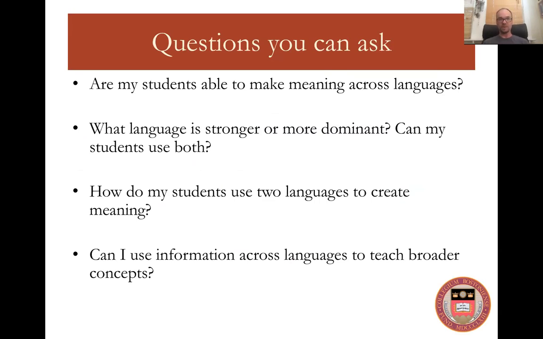You can see how that might be the case in terms of that translation assignment. What language is stronger or more dominant? The translation clearly shows that. And can my students use both languages? How do my students use two languages to create meaning? The nuances of translation are always interesting to look at, and how kids choose to do literal translations or might pull on idioms and things like that. And then, can I use information across languages to teach broader concepts?